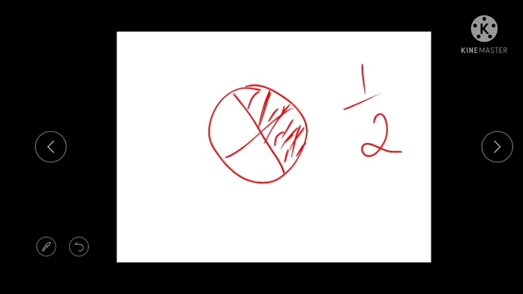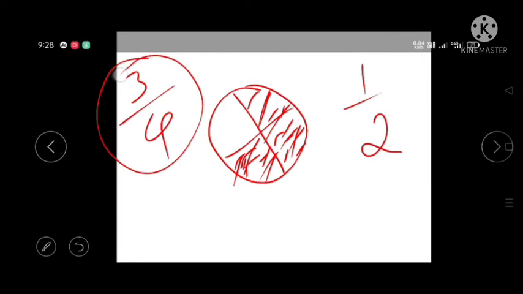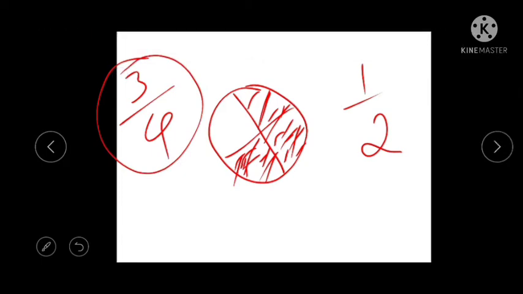Suppose we divide a cake into 4 equal parts and we take 3 parts among this. Then we can write it as 3 out of 4. Then it's also a fraction. So a fraction has a numerator and a denominator. The number above this line is called the numerator and the number below this line is called the denominator.